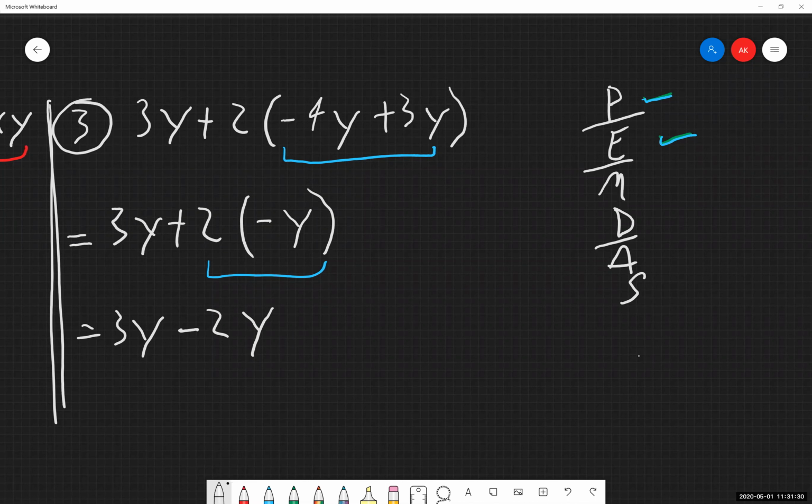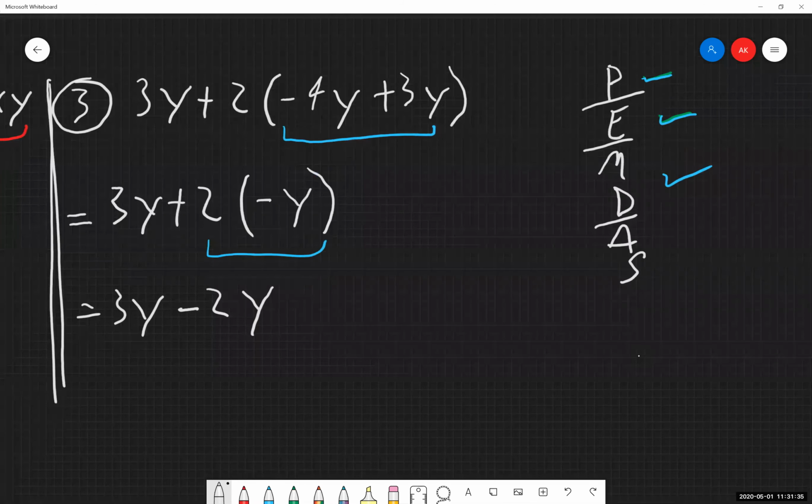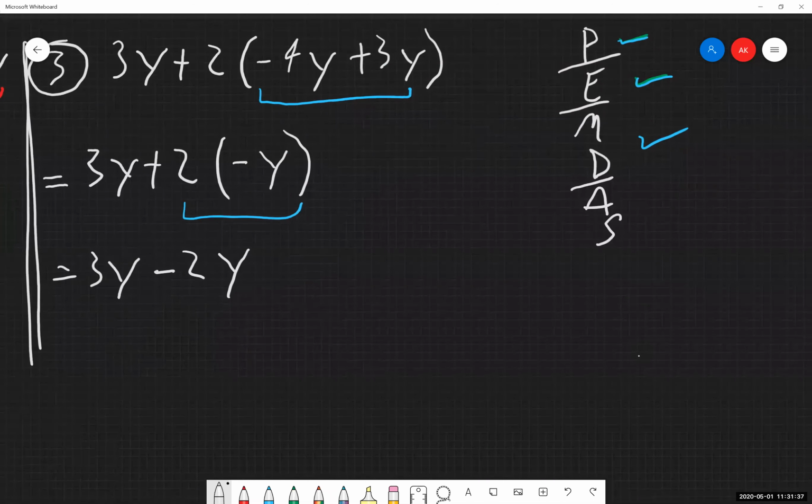I have no more multiplication or division going on. I have addition, subtraction. So I'm looking at these two things saying, are they like terms? And they are. The variable parts of these terms are the exact same. So I can add the coefficients together. So 3 minus 2 is just going to give me 1. And I can write my final answer then just as y.